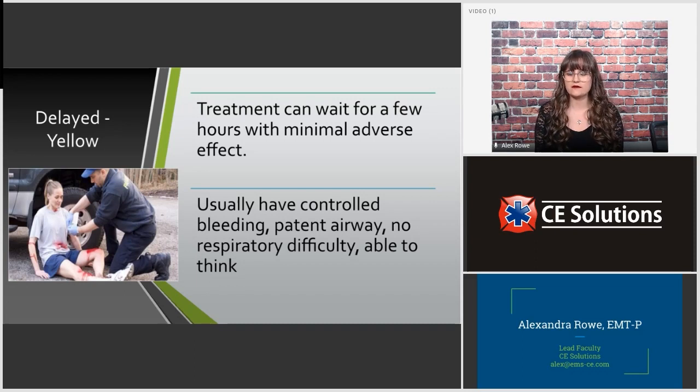Other examples of yellow, they may need bleeding controlled, but they have a patent airway. Usually don't have respiratory difficulty. They're able to talk to you. They just may not be able to get up and walk or move to wherever your designated area is for these patients.